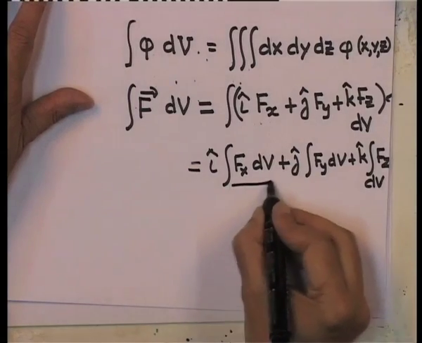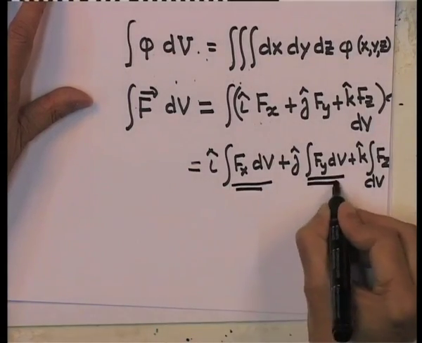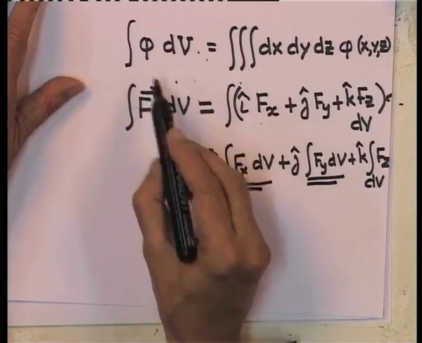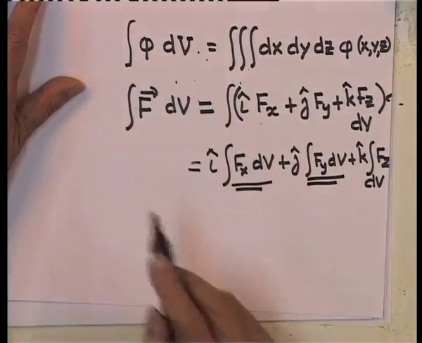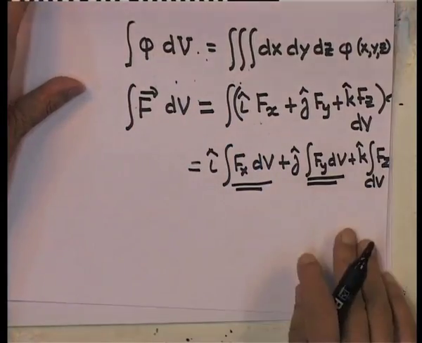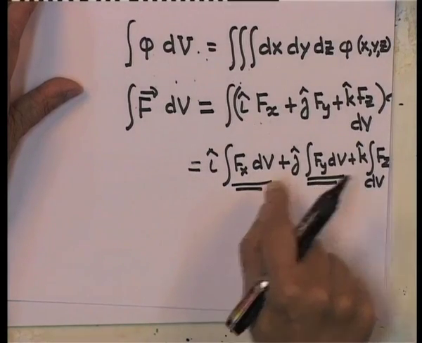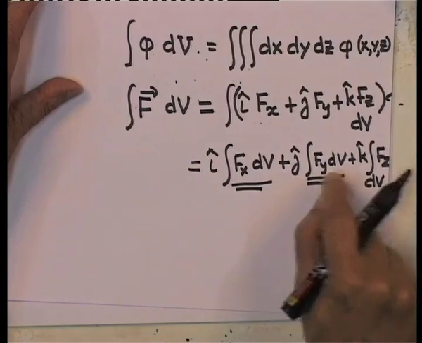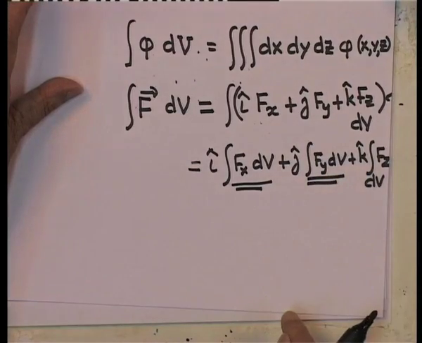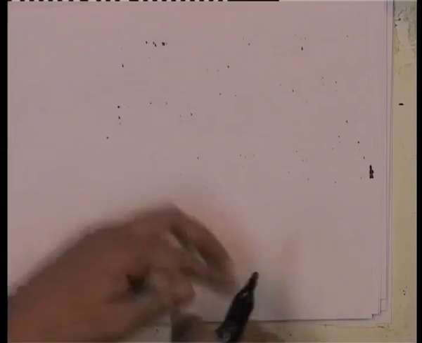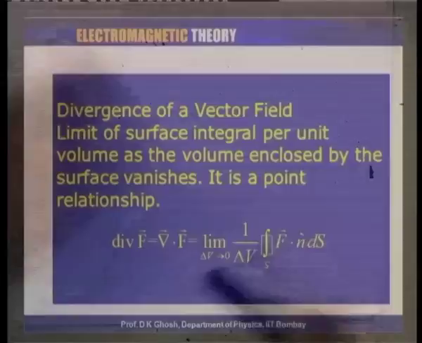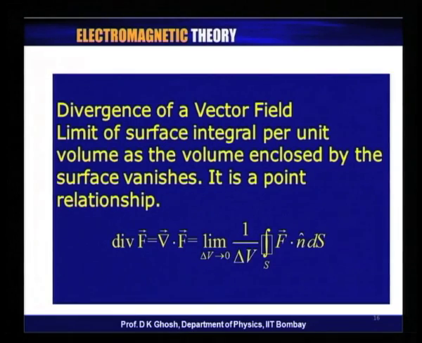And each one of them, we have just now learnt what it means, because this is just like any other volume integral of a scalar function, which is nothing but a triple integral. So, therefore, this is i times one triple integral plus j times a second triple integral plus k times a third triple integral. So, this is all about the line, surface and the volume integral.